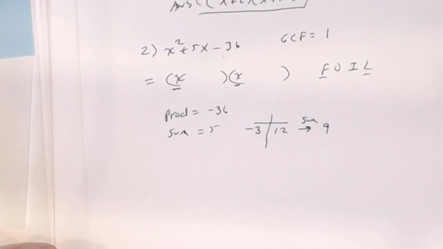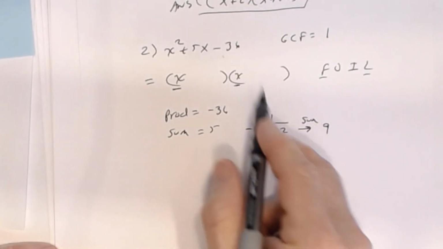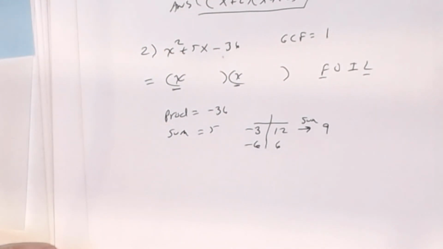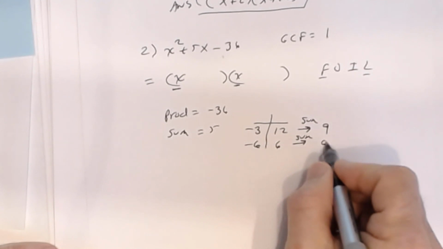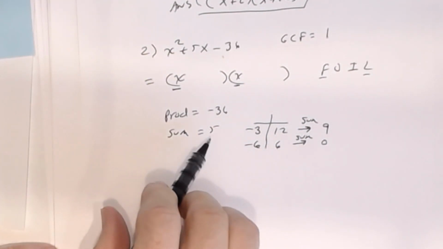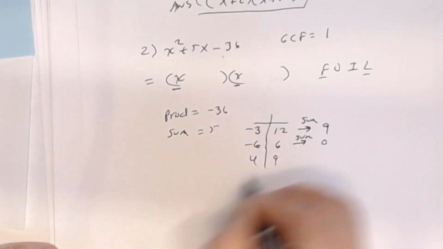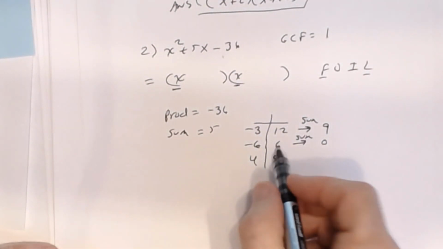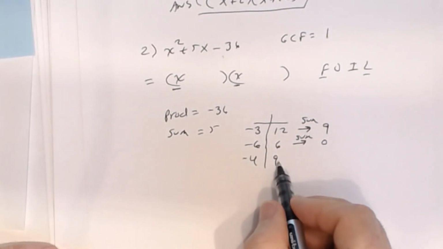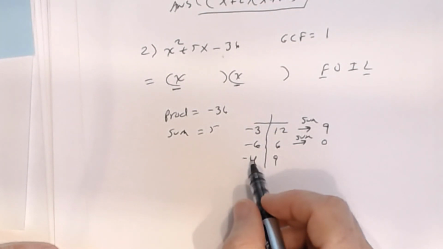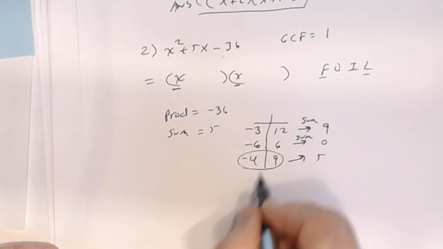You wanted 5. So let's try 6 times 6. 6 times 6 is 36, but I want a negative, so let's make one negative. When I add them up, though, negative 6 and positive 6 is 0. That didn't help because I want a 5, the middle coefficient. So let's try 4 and 9. If I make this negative 4, negative 4 times 9 is negative 36, and negative 4 plus 9 is a positive 5. So the sum is 5, and that's the one I need.